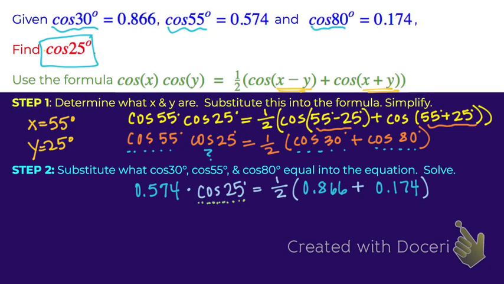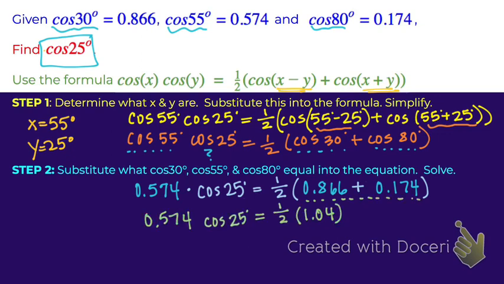So before we start moving things around, it's always good practice when working with equations to simplify what we can. If you look over on the right, see that we can add what's inside the parentheses. And once we do that, over on the right, we can multiply that answer by 1/2. And we're almost there. Again, remember, we want this cosine of 25 degrees to be isolated. That's like our variable. We want to know what that equals.